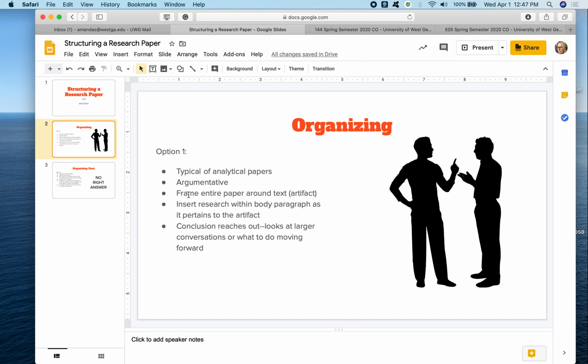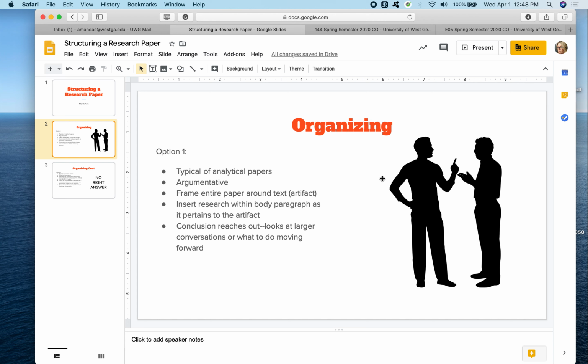And because of that, you are framing the entire paper around the text. It's a very narrow focus. You're not as concerned with external research unless it pertains directly to the artifact. So from the intro to the conclusion is about the text or the artifact in that sense. And then the conclusion is where you would look out at larger conversations.